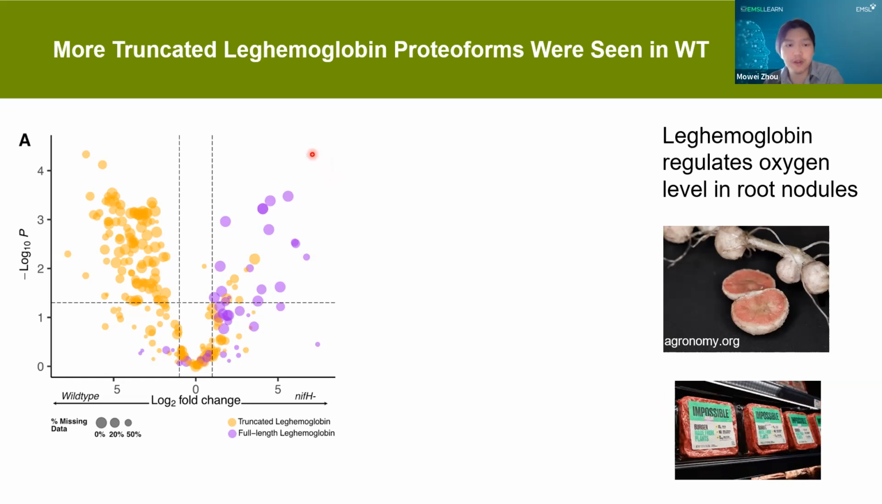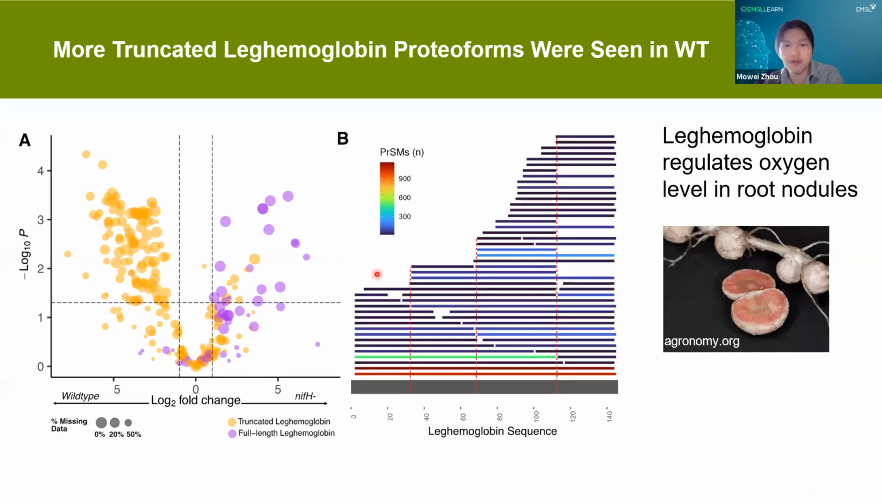But what's interesting is that when we look at just the leghemoglobin proteoforms, we see a very drastic difference regarding the truncation of leghemoglobin. So the dots are the different proteoforms, and the full-length leghemoglobin are the purple dots, and the yellow dots are the truncated leghemoglobin. Again, the higher abundance proteoforms for the wild type are on the left and the mutant on the right. So we saw a lot of full-length leghemoglobin in the mutant, but in the wild type, we see a lot of truncation events happening, which is quite interesting.